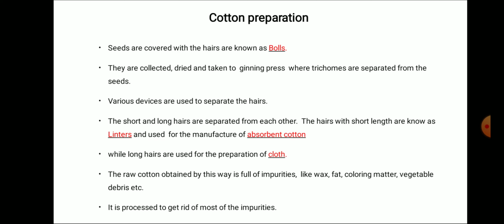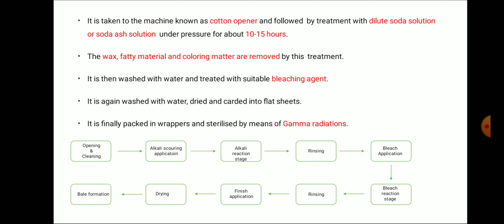The hair with a short length is known as the linters and they are used for the manufacture of absorbent cotton. Okay, the raw cotton obtained from the long hair is used for the preparation of cloth. The raw cotton obtained by these is full of impurities like wax, fat, coloring matters, vegetable debris, etc. It is processed to get rid of most of the impurities. The next portion is it is taken to the machine known as the cotton opener, followed by treatment with dilute soda solution or soda ash solution under pressure for about 10 to 15 hours. Okay, it is the alkali stage reaction.